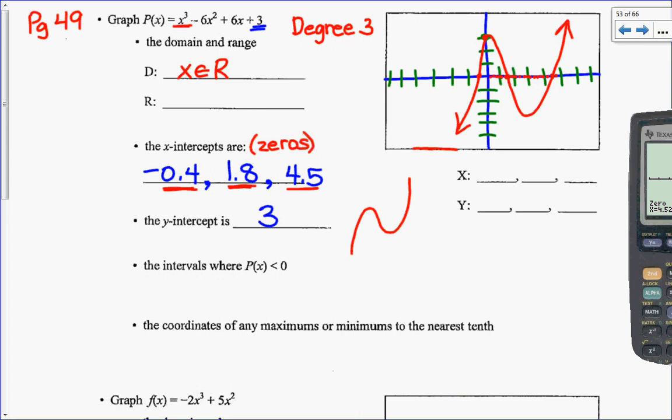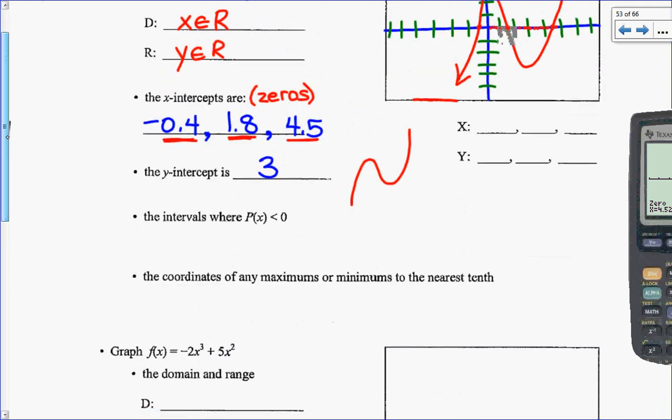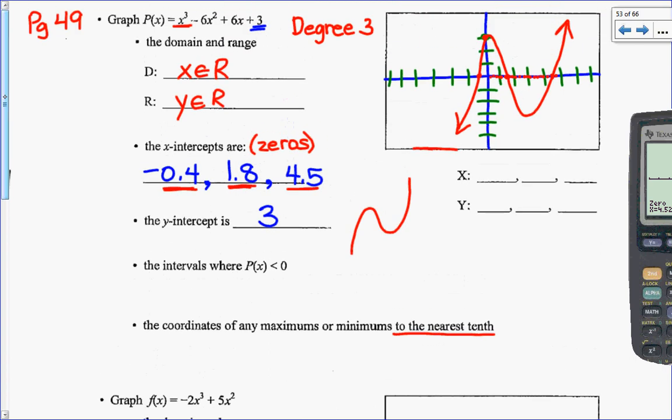So those are fractions, decimals, 0.4, 0.5, 0.6, 0.7, all of those values are included in that x, aren't they? Okay, and then our range, same thing, our y's are all elements of real numbers. Okay, the only other thing we have to answer on this is the coordinates of any maximums or minimums to the nearest tenth. Okay, so if you remember before, when we have a cubic function, we often get a function that has right here a local maximum and right here a local minimum. So that's what it's asking us to calculate.